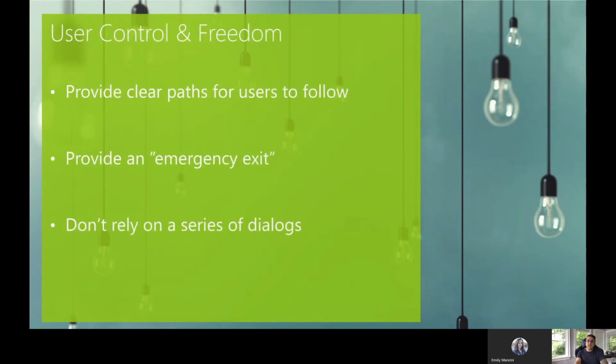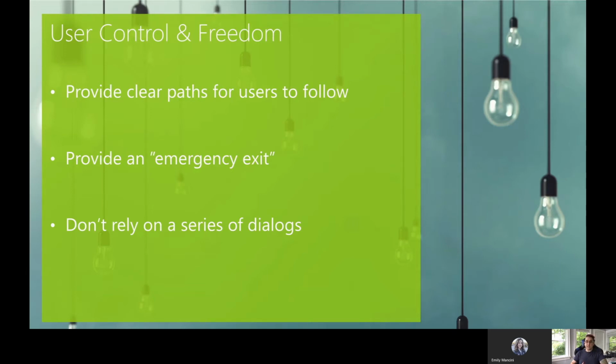The next tenet is user control and freedom. So users on the web are just like all the rest of us. We don't like to be controlled and we don't like to be told what to do. So it's really important that we provide gentle guides to our users. In doing so, we provide a very clear path for them to follow, but not make that path so rigid that they can't get out of it. And to that point, providing an emergency exit for them.